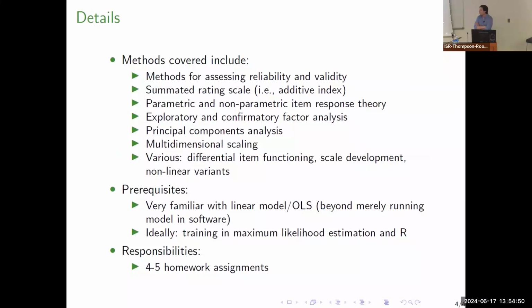Methods covered include a bunch of different methods for assessing reliability and thinking about validity. We start with simple unidimensional models, the summated rating scale, kind of what a lot of people do and a lot of work, taking an average or something like that. We look at parametric and non-parametric item response theory models, exploratory and confirmatory factor analysis, although we don't go deeper into structural equation modeling than confirmatory factor analysis, principal components analysis, and then we'll end with a little bit of multidimensional scaling, depending on how things go.